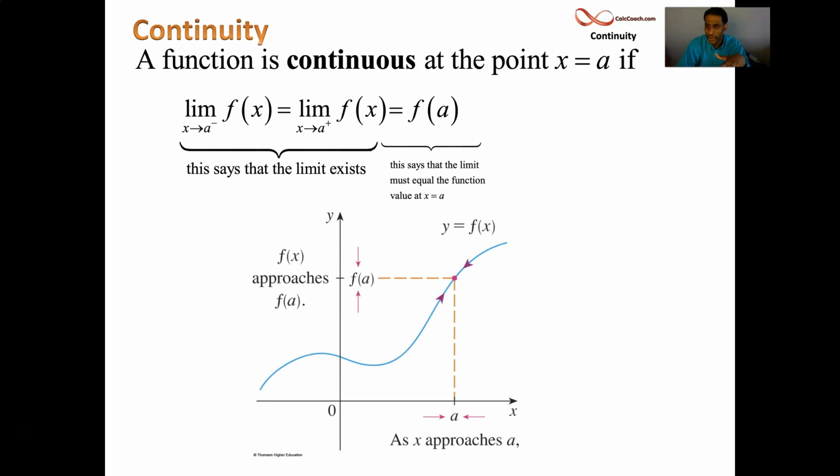Here's a graph where we have the action going on. We have the function headed towards f of a, and there's a dot. Like there's no hole there. The actual function is there. If you just had a graph, you would assume then that the function value is there. And so the function approaches f of a, and the value is actually f of a. That's what it means to be continuous at a point. For us, at least.